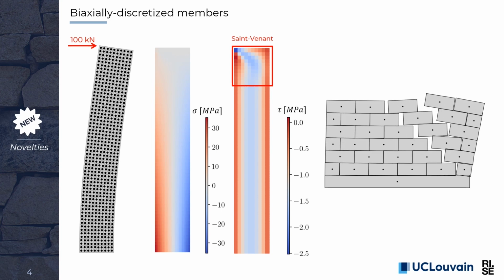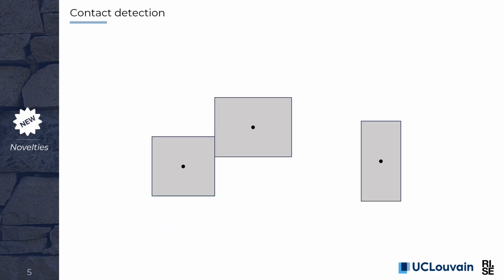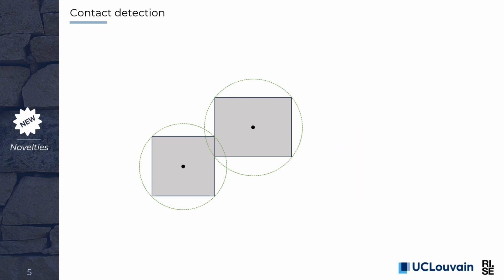The extension to biaxially discretized members led to the necessity to develop a contact detection algorithm which would automatically detect the interfaces between blocks. The one developed for HybriDFEM is based on a preliminary detection of potential contacting blocks by checking if the smallest enclosing circles of two blocks intersect. If they do, the second step of the algorithm consists in checking whether the two blocks share a common vertex, detecting the zone where the two vertices overlap.